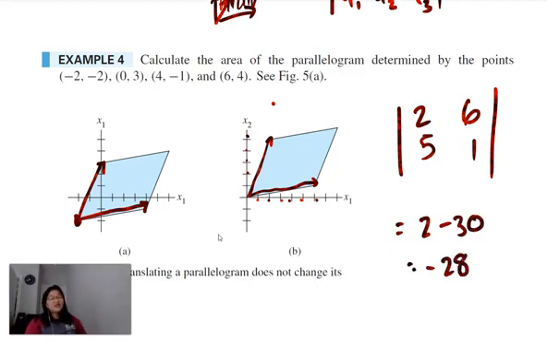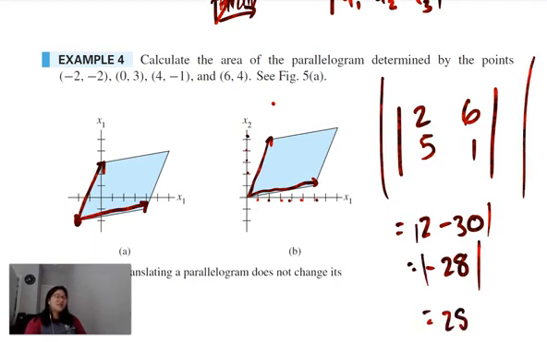Oh, but it's an area, so we also need to take the absolute value of our determinant, so we get the absolute value of this number, and we get 28.